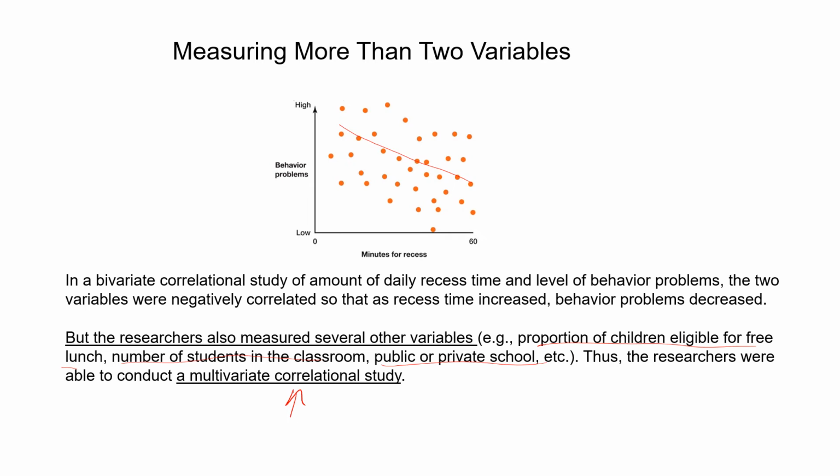So by measuring these other variables, looking at eligible for free lunch, what does that mean? That's going to be something like income, or SES, socioeconomic status. Children who are eligible for free lunch typically come from lower income families. Number of students in the classroom could have a big effect. Public or private school, again, income, you've got an effect. Because we're able to look at this multivariate study, we can now see if other variables are causing this relationship between behavioral problems and recess.